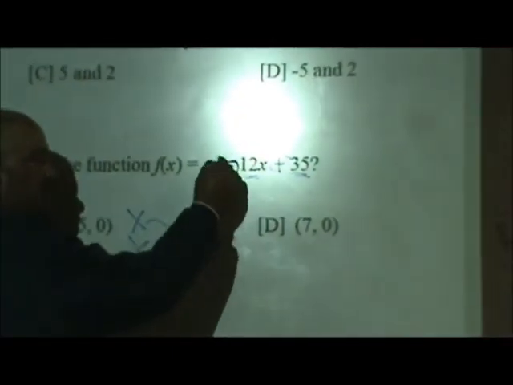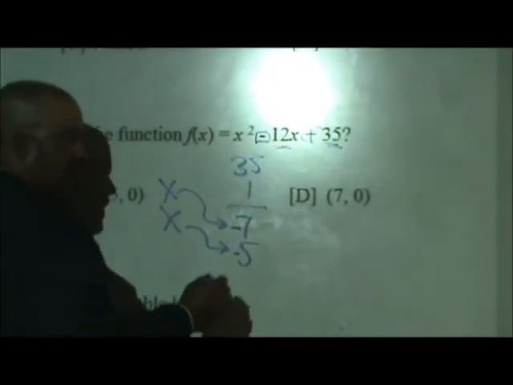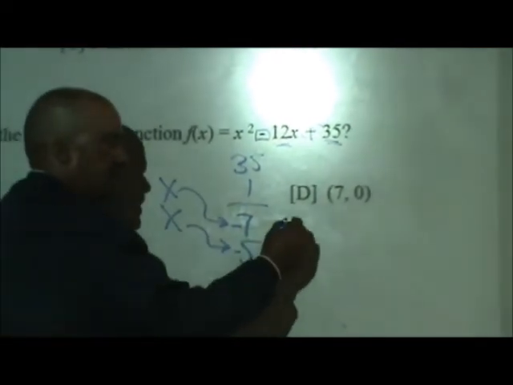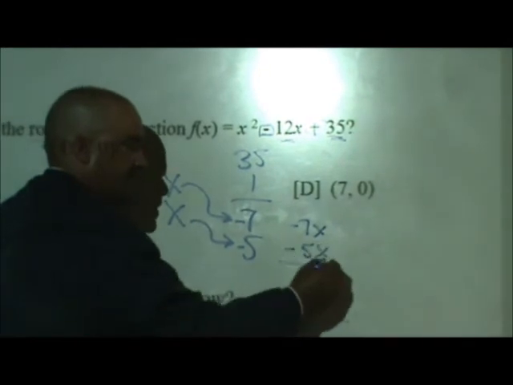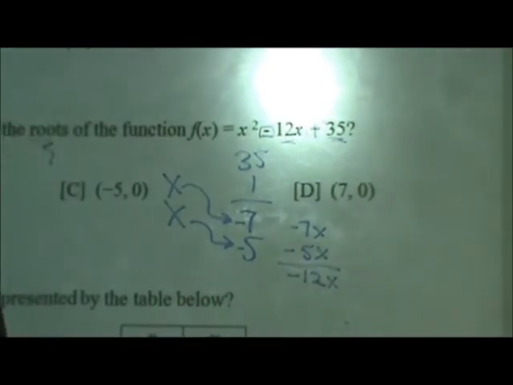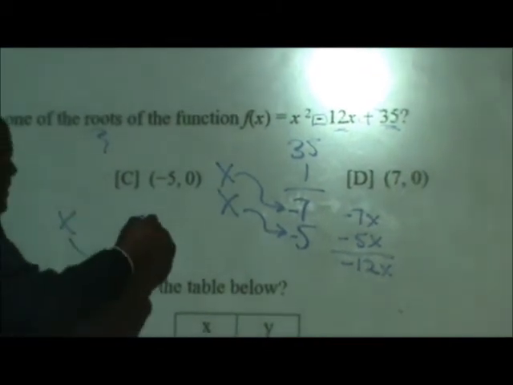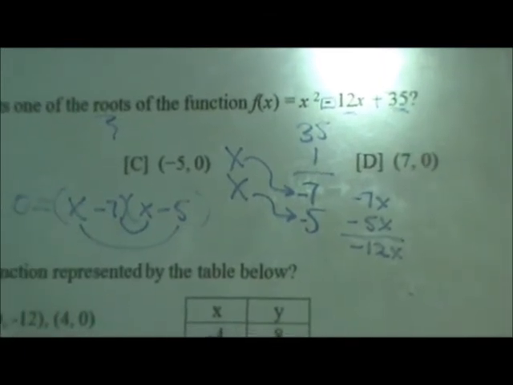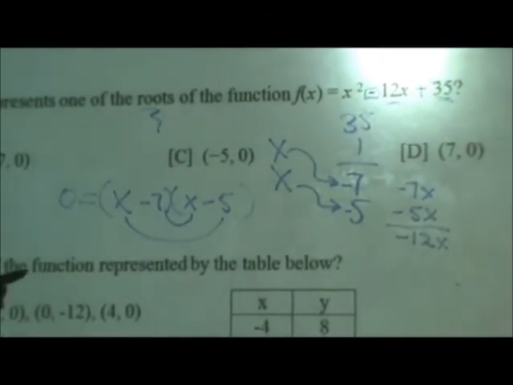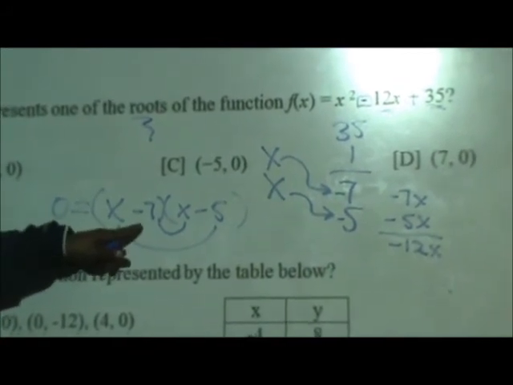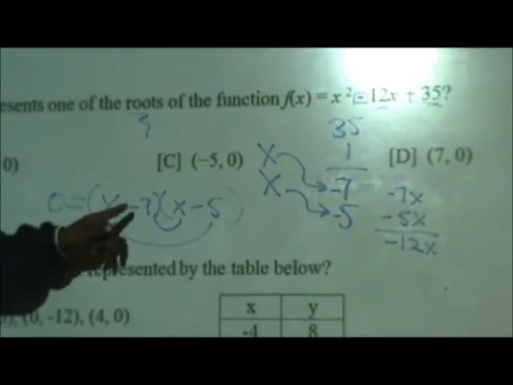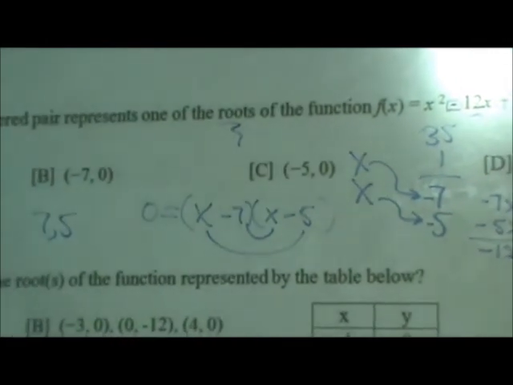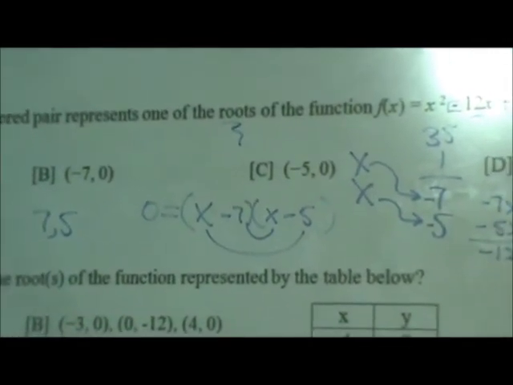Now I know that those 2 numbers are minus signs, because I need a negative 12x. This is a negative 7x. This is a negative 5x for a total negative 12x. So, one x has to be with the negative 5, the other x has to be with the negative 7. Since we're solving and finding the roots, positive 7 minus 7 is 0, and positive 5 minus 5 is 0. Which one of these? D, right?